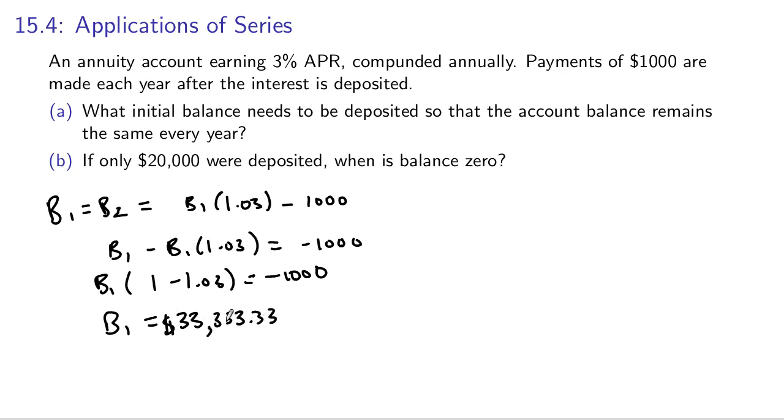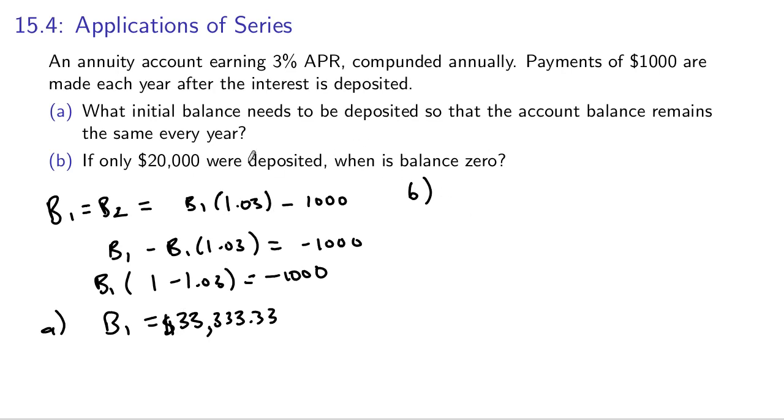So $33,333.33 has to be the deposit amount in order to be able to take out 1,000 every year and keep the balance the same. So suppose, for part B, we couldn't do that. All we had was $20,000 to put into our annuity. When would we run out of money? When would our annuity have a zero balance?